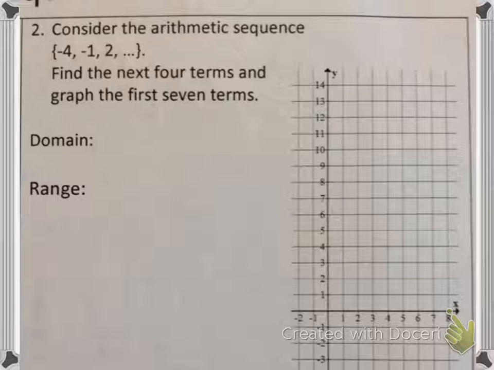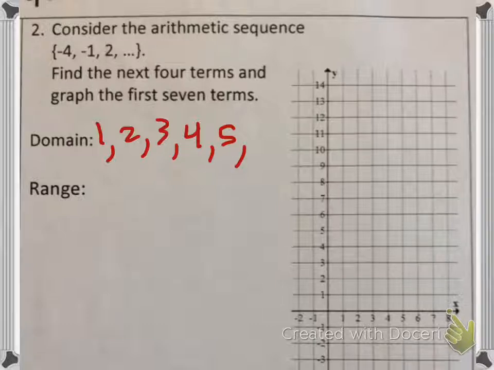All right, here's another arithmetic sequence. Here I have negative 4, negative 1, 2. It says find the next 4 terms and then graph the first 7 terms. Well, if I'm graphing the first 7 terms, my domain or the values that I'm looking for here are my first 7 terms of my sequence.